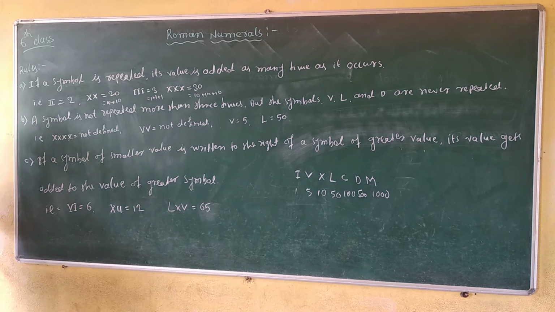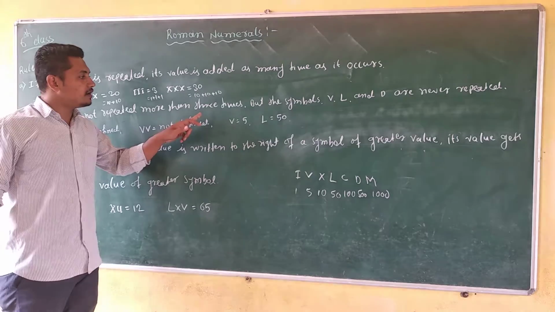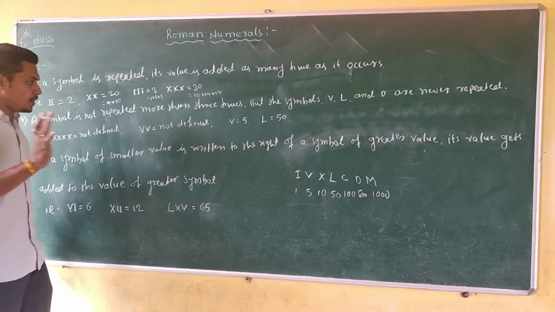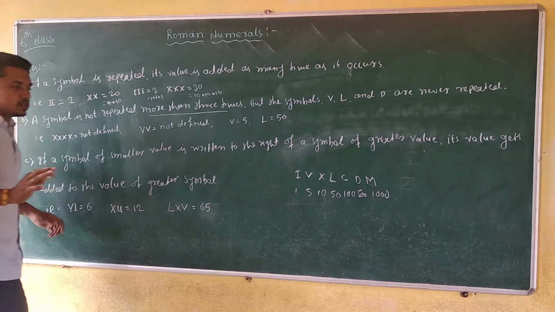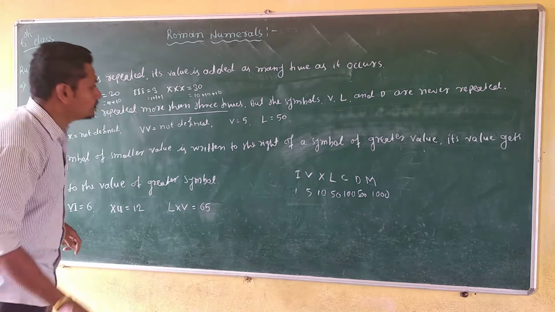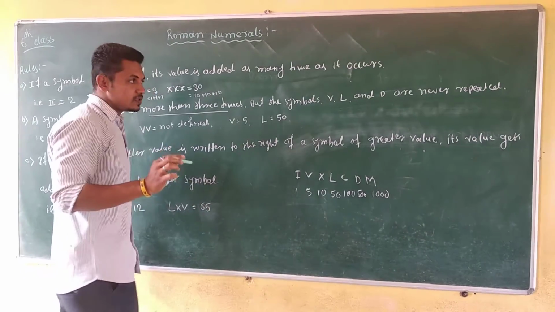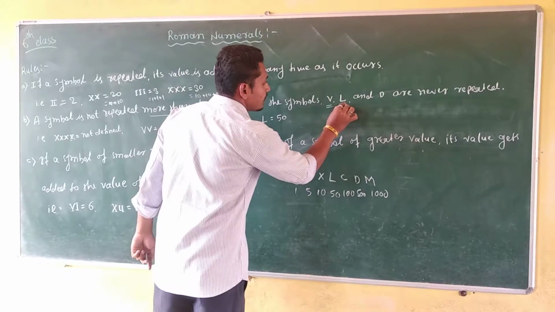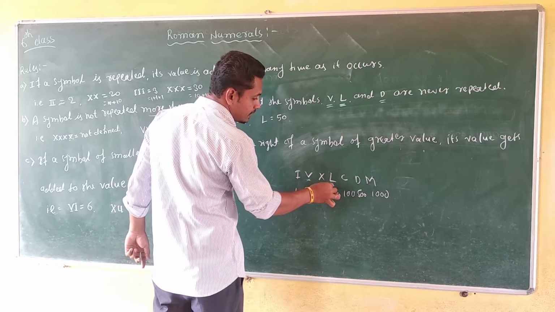Next rule. See here, a symbol is not repeated more than 3 times. This is very important. But the symbols V, L and D. See here, V, L and D.